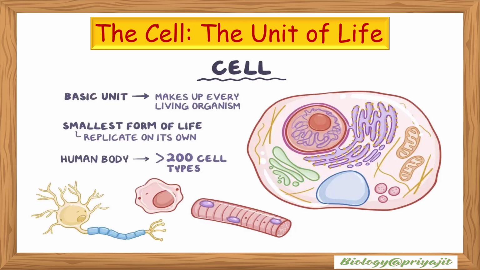In this chapter, we will uncover how cells were discovered and what they are made of, how plant and animal cells differ from each other, and why they are rightly called the unit of life. Get ready to zoom into the microscopic world where all life begins.